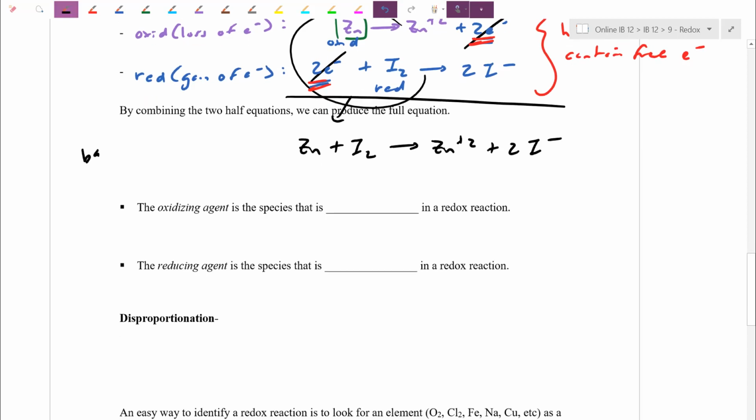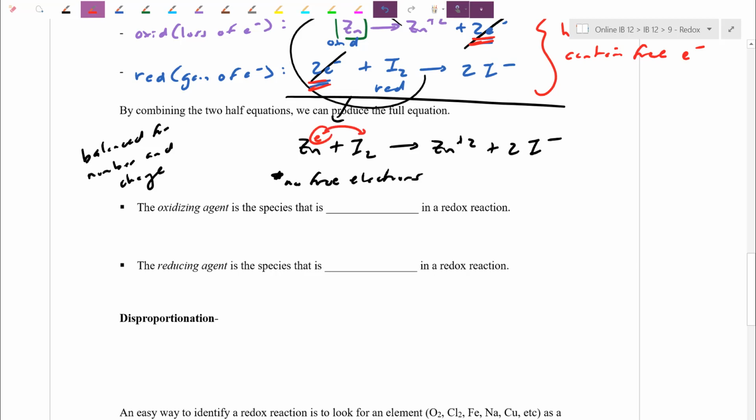So balanced for number of atoms, which we're very used to. And we're going to add to it in this section, also balanced for charge. One way of seeing that is there has to be no free electrons. No electrons in this final equation. If you think about that football transfer again, zinc has basically tossed the electrons over to iodine.